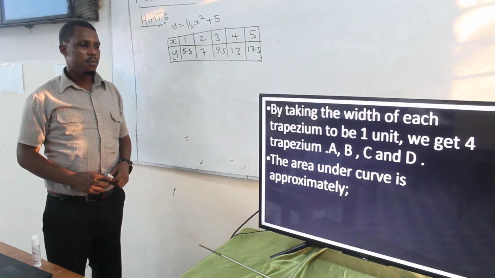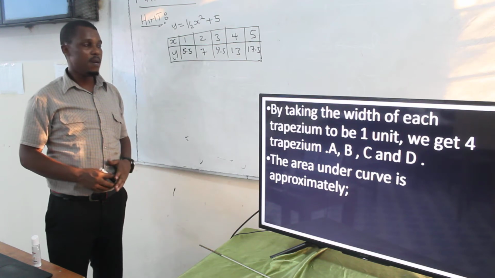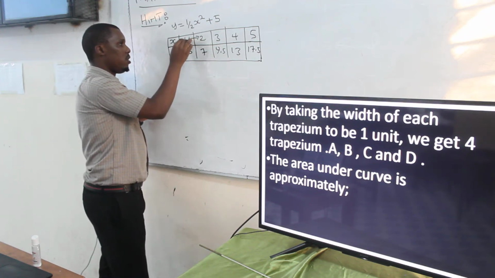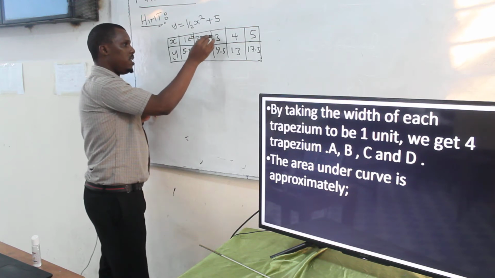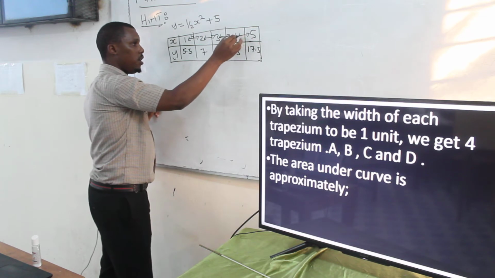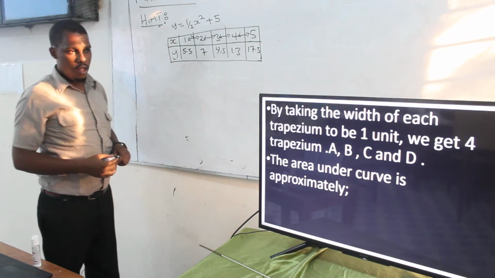So when you come to that, by taking the width of each trapezium to be 1 unit, let's say seen from here, that is the width, which is our h. That's going to be 1. It is very uniform. That's why we choose a uniform length of 1 unit, depending on the trapezium that we need.